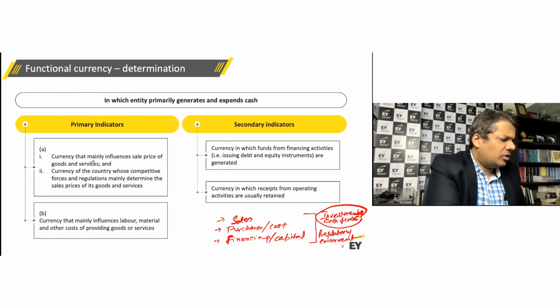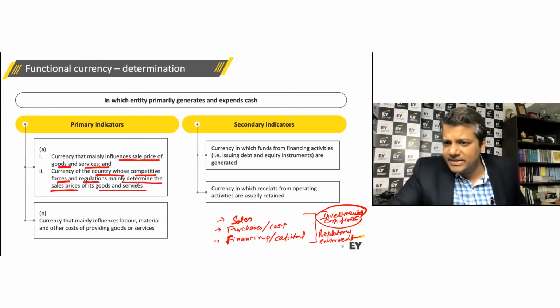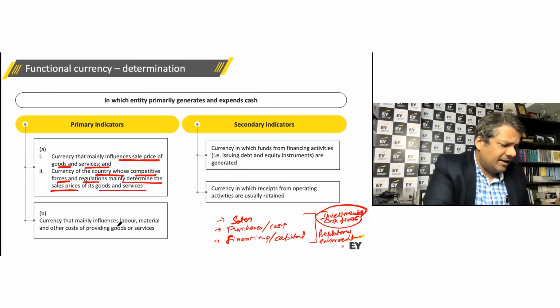So all of that: the currency that mainly influences the sale price of goods and services, the currency of the country whose competitive forces and regulations mainly determine the sale price of its goods and services. And the currency that influences the labor, material, and other costs.